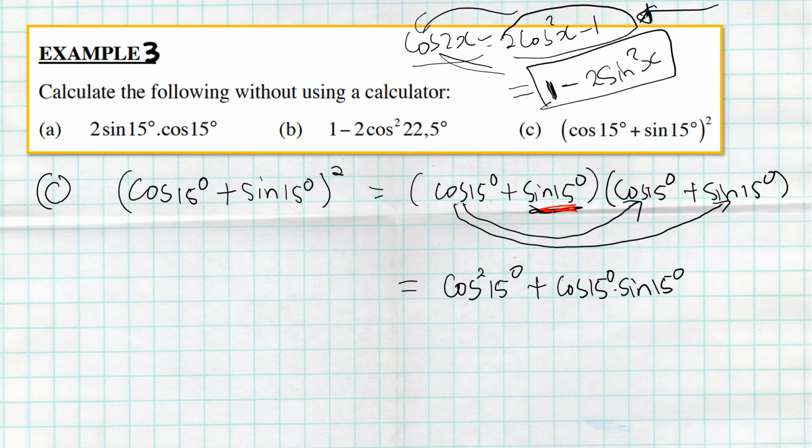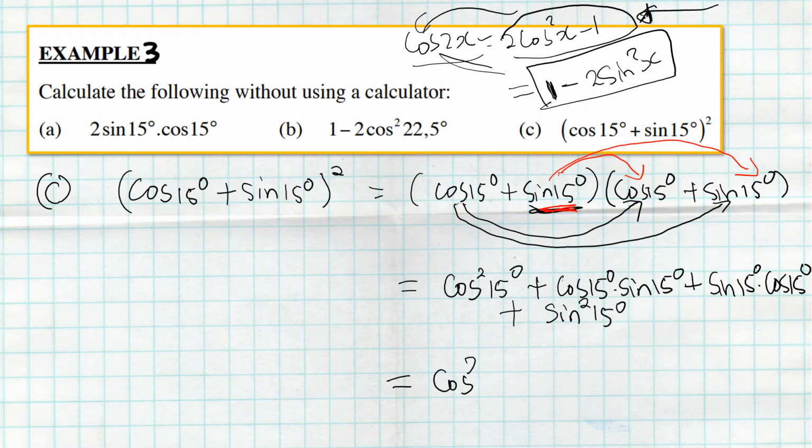Then we come to this one now. This one is going to multiply with the first one here, and it will be sine 15 degrees multiplied by cos 15 degrees. Then again, this one is going to multiply with the last one there. When we expand, it will be sine squared 15 degrees, because it's sine 15 times sine 15. So we now have cos squared 15 degrees.